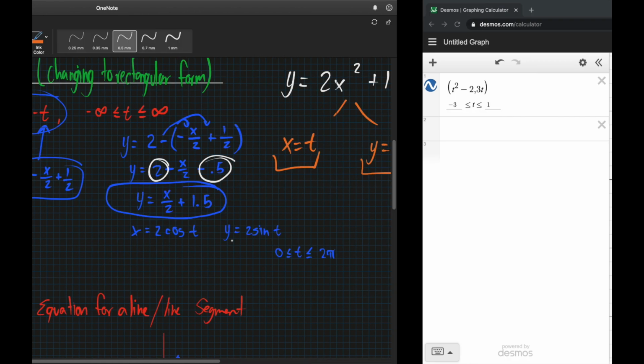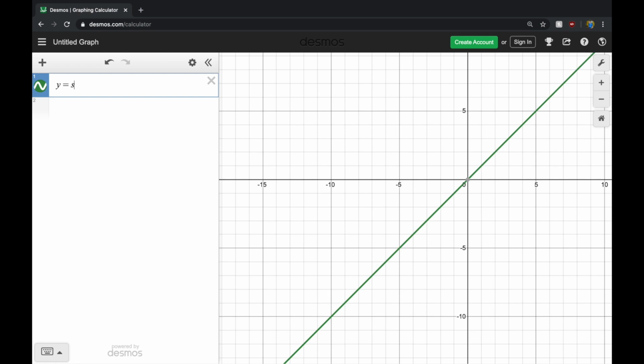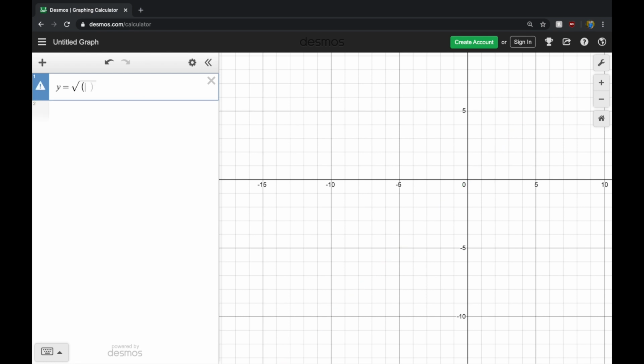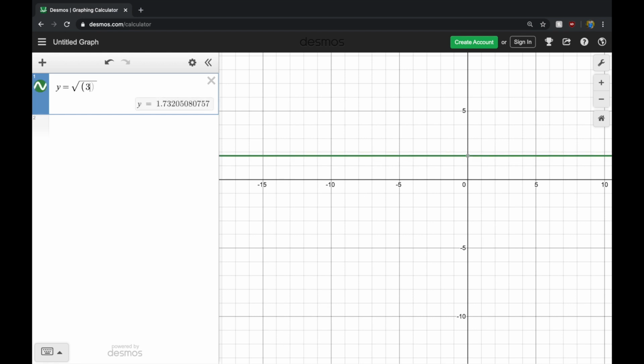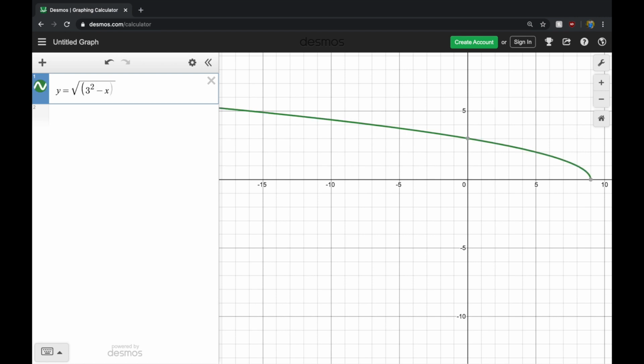And you could definitely graph this. Let's try Desmos. y is equal to the square root of, and r would be any number that we want. So let's say 3, for example. 3 to the second power minus x to the second power.